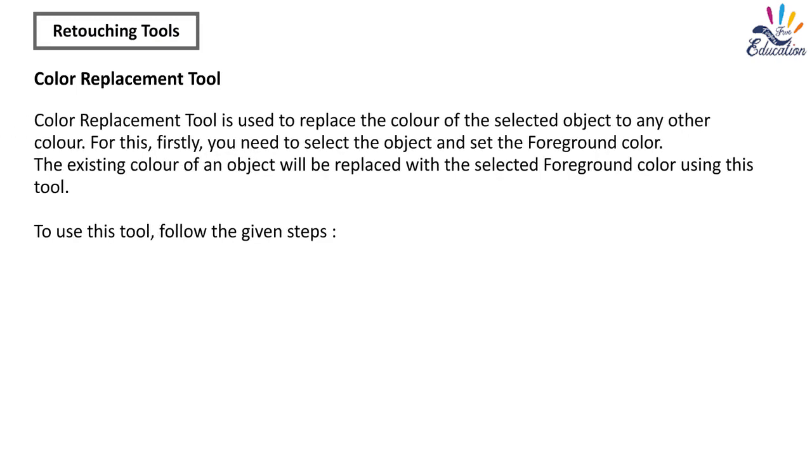Color Replacement tool. Color Replacement tool is used to replace the color of the selected object to any other color. For this, firstly you need to select the object and set the foreground color. The existing color of an object will be replaced with the selected foreground color using this tool. To use this tool, follow the given steps.